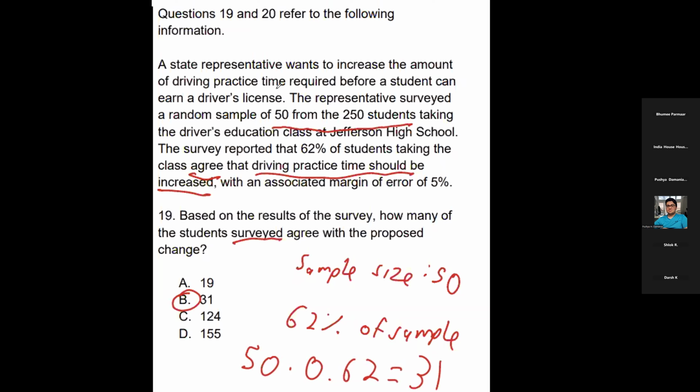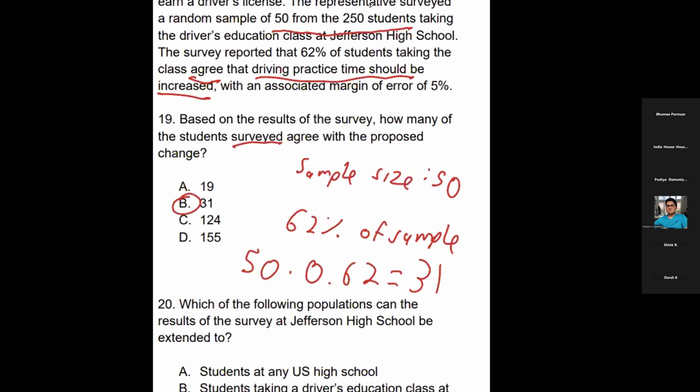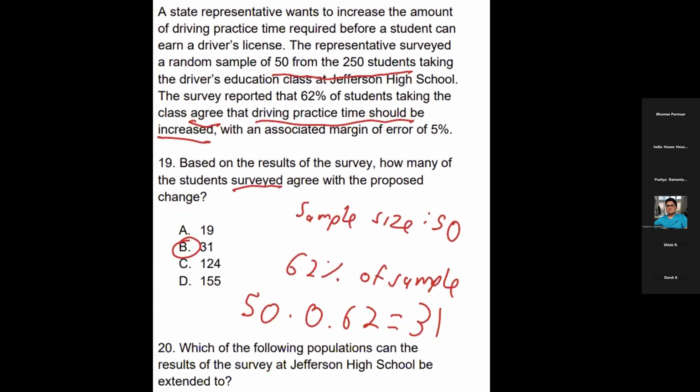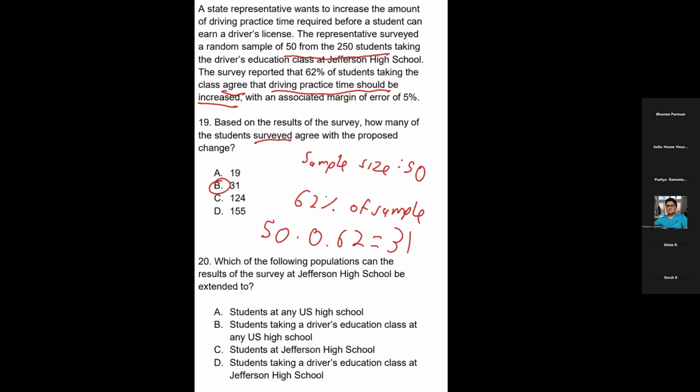We have a sample size of 50. We're told 62% of them believe that. So that would mean that 31 of them would believe that. Question 20.